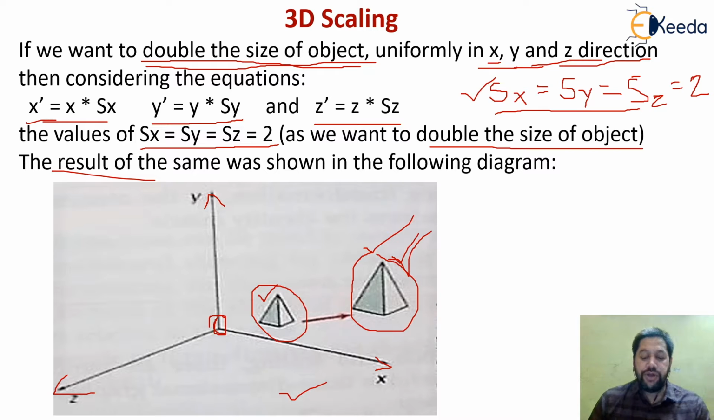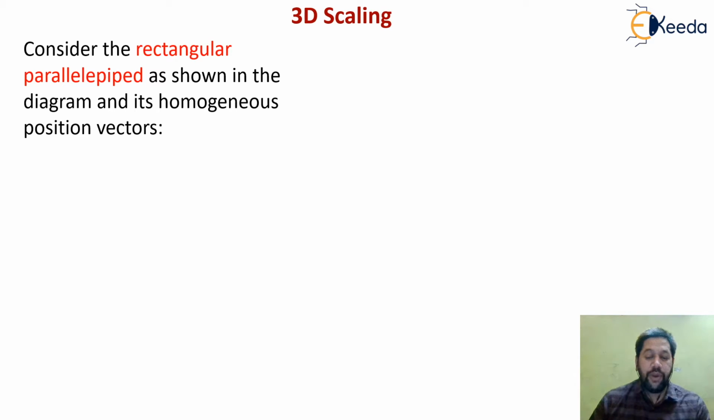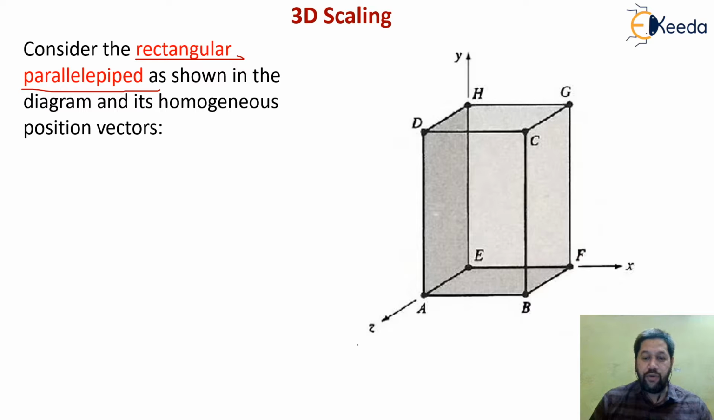Okay, so let us continue our discussion. Let us understand the next point related to three-dimensional scaling. Now we have considered a previous example where I have not represented the object in transformation or matrix form. I have just taken a very simple solid object and shown how it is doubled in size. Now let us understand this type of scaling in detail. I am considering another example, the rectangular parallelepiped, as shown in the diagram. Let us consider the diagram of the rectangular parallelepiped.